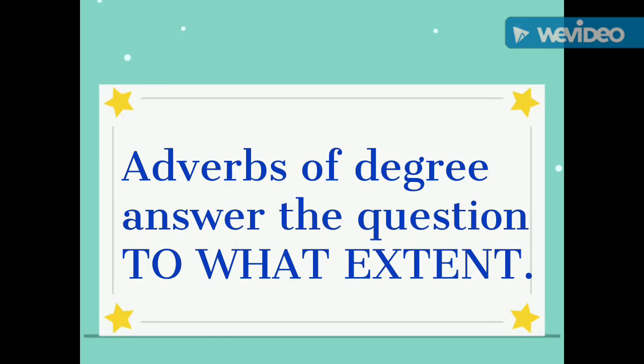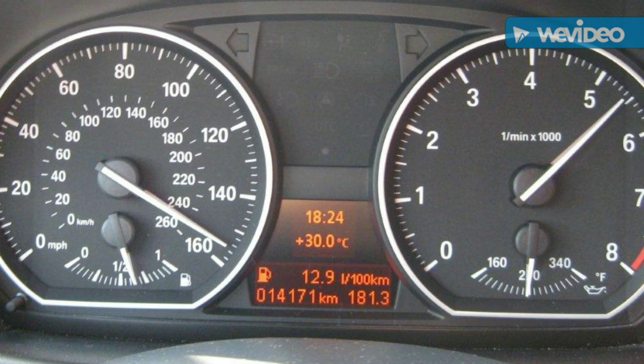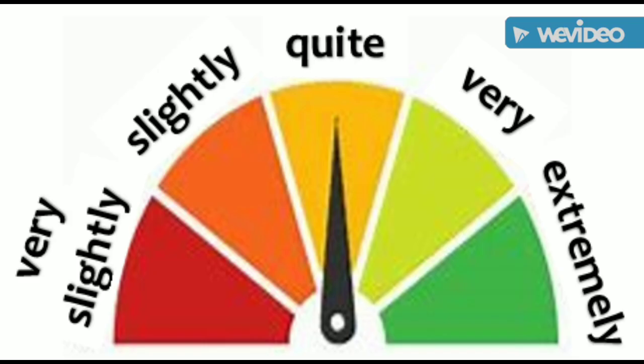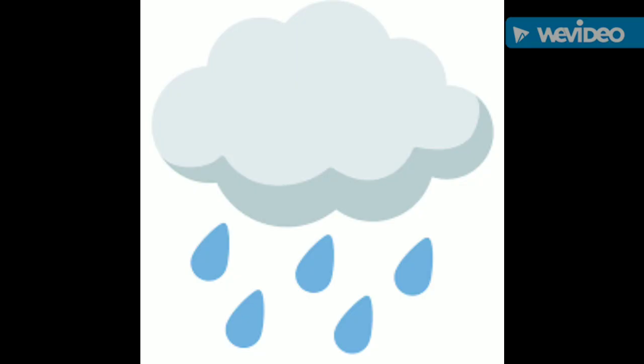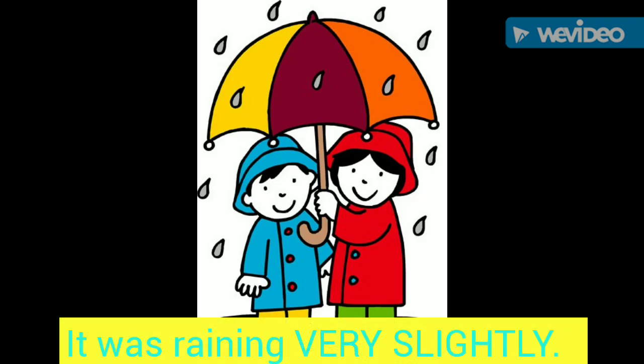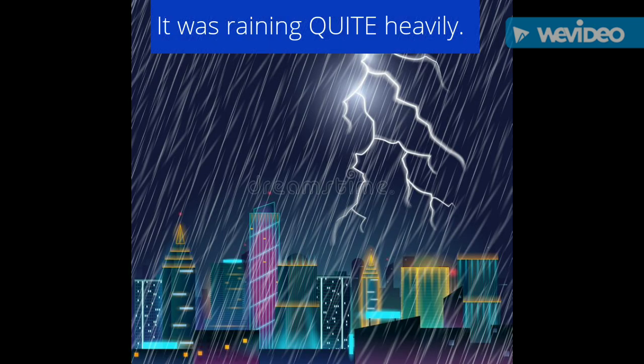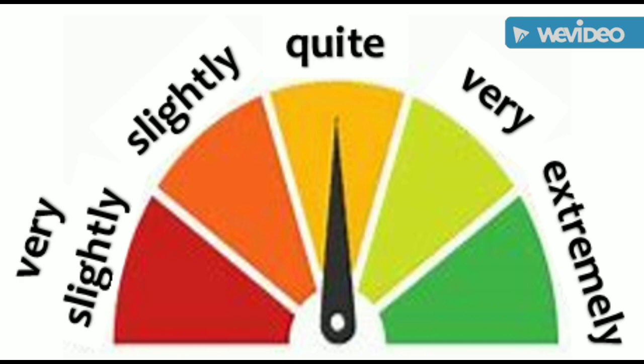Adverbs of degree answer the question to what extent. You might have seen speedometers which tend to tell us about the extent to which the vehicle is moving with a speed. This adverbometer will tell you the degree to which it was raining yesterday. If we want to say that there was a very less rain, we may say that it was raining very slightly. Then, if we want to convey that there was an increase in the pouring, we would say it was raining quite heavily or very or extremely heavily. This is how we increase the adverbometer to tell the level to which an action is being performed.